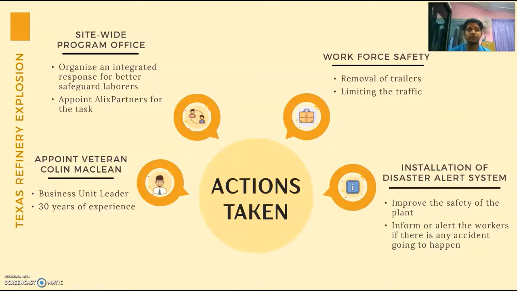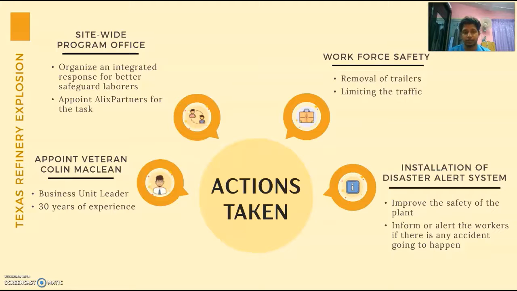Next, there are several examples of workforce safety measures that were carried out to bring the refinery plant back to normal operation. One of the examples is removal of trailers. When the explosion occurred, the trailer was located in a very dangerous position, between the catalyst warehouse and the isomerization unit. So it was moved to a safer place.